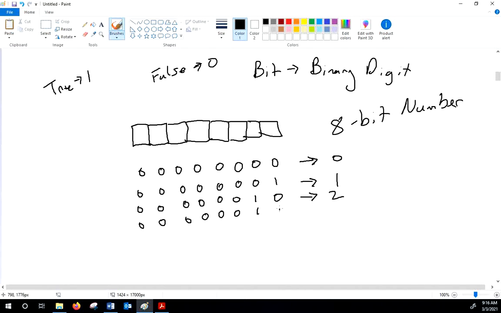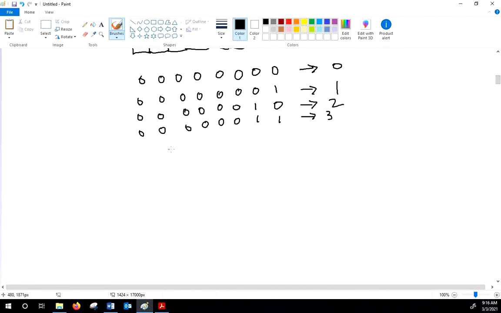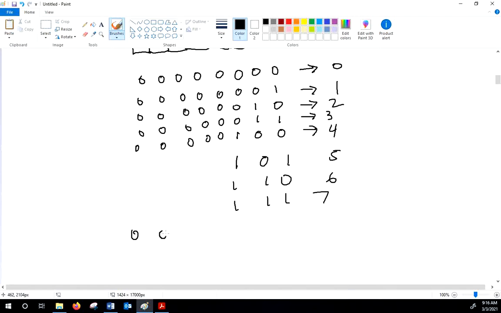After that, I can turn this bit back on and get the number 3. But to get the number 4, I have to open up yet another bit. Now I have the number 4. And I'll stop writing all those zeros, but I can represent the number 5 like this, the number 6 like this, and then the number 7. After the number 7, though, I need to open up another bit. And that gives me the number 8. And then this process will continue.